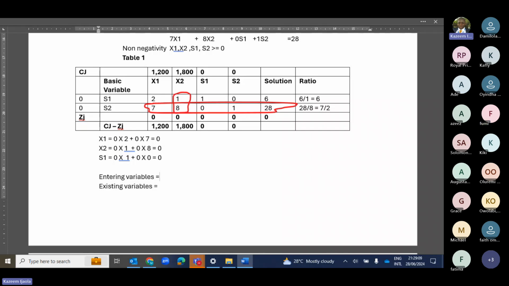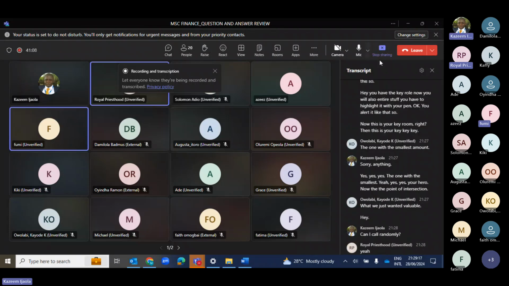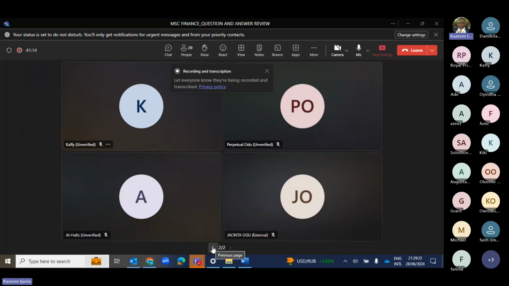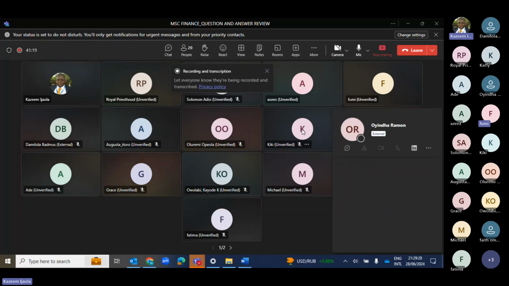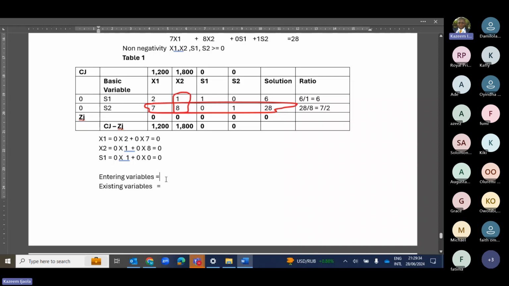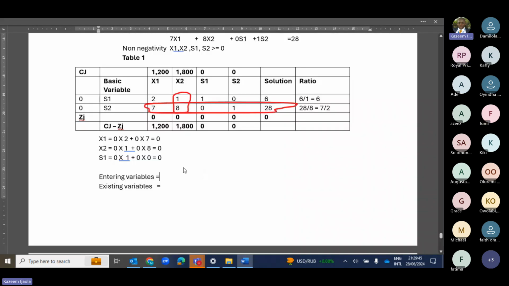Should I call names randomly to be sure that you guys are following? Can I call randomly? Let me call, oh, I don't know who I'm calling now. Okay, let me call Raymond. It seems you are joining my class for the first time. Raymond, can you tell me what is the entering variable and what is the exiting variable? Tell me, fast. Are you with us?